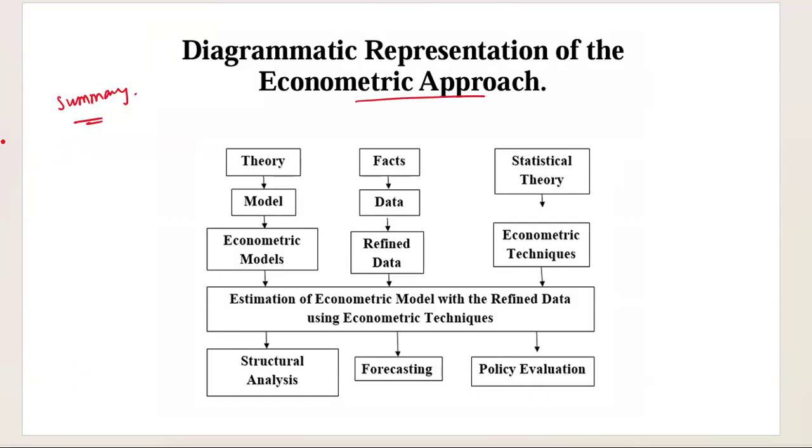So this is the same thing as I have told you. Firstly, you have to start with theory. Without theory, there is no econometrics. So start with some theory. This theory will give you some model. Model means nothing but relationship, right? So we started with the Keynesian consumption function. We have come to the model that C equals A plus BY. So this model has come up from the theory, right?